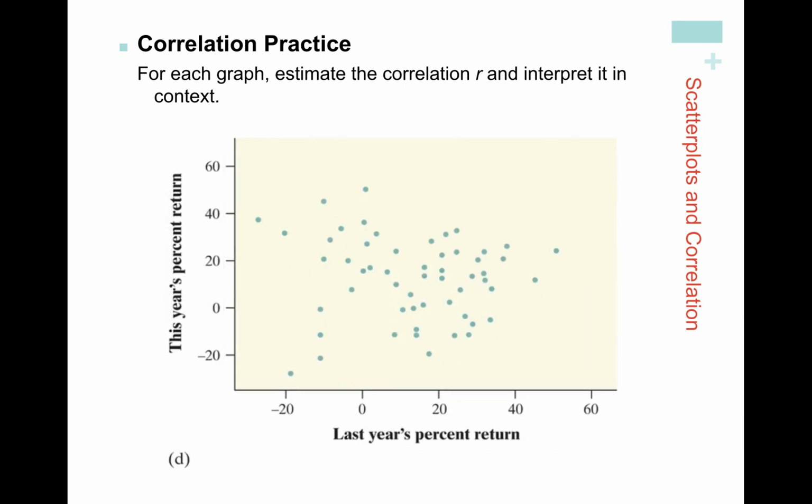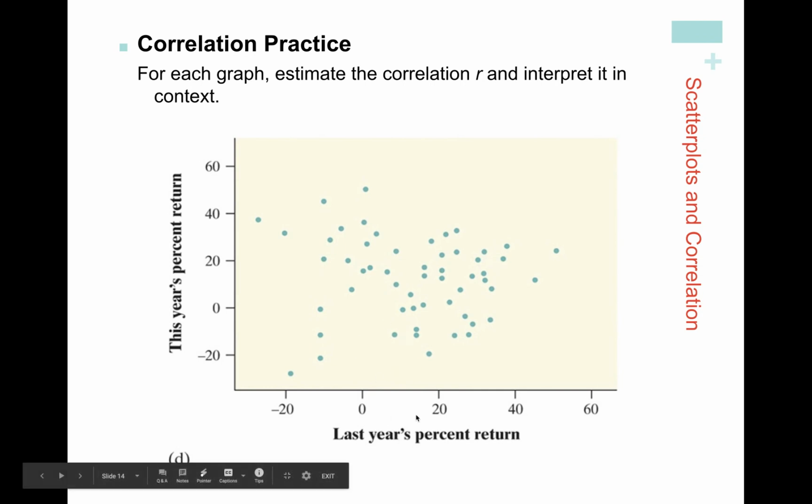All right, now how about this one? I couldn't tell you whether R is positive or negative. So I would say that R equals 0. There is a very weak, unpredictable, almost no correlation. And maybe we wouldn't say exactly zero, but if we said R equals zero, that would mean that there's no strength to the correlation between last year's percent return and this year's percent return.